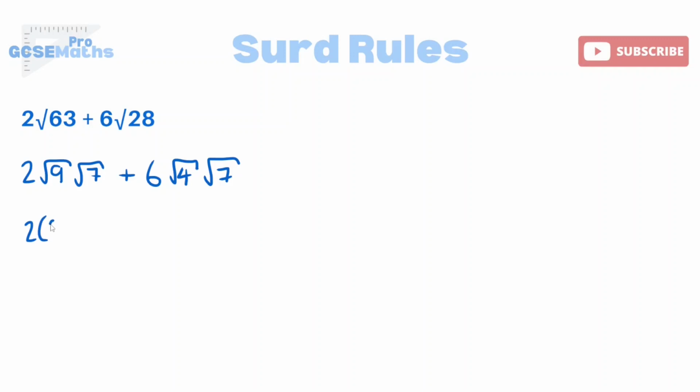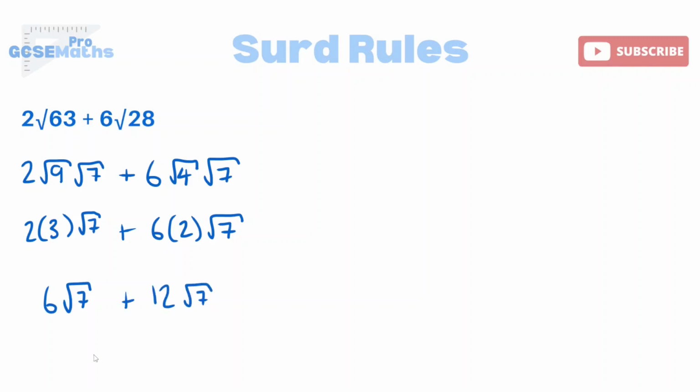Okay, so square root the 9, which is 3. We're left with root 7, obviously. 6, square root the 4, which is 2, left with another root 7. 2 times 3 is 6, so 6 root 7, plus 6 times 2 is 12, root 7. So we've simplified both of them. Now, adding them together, 6 plus 12 is 18, and root 7 is still left as your remainder. That is your final answer for this one.